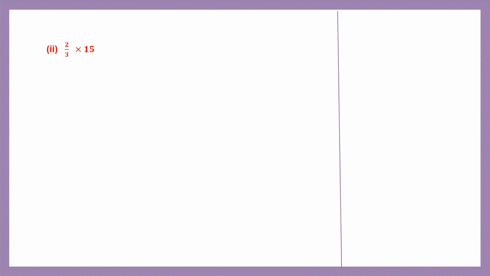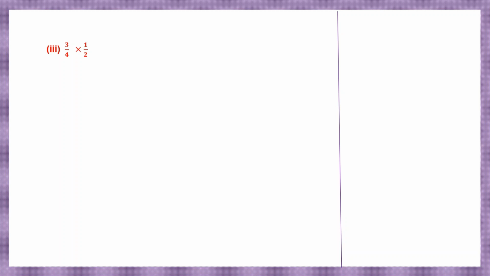Question 2, 2 by 3 into 15 by 1. So let's cancel. We can cancel 3 and 15. 3 1's are 3 and 3 5's are 15. So what do we have in the numerator? In the numerator we have 2 into 5, and in the denominator we have 1 into 1. 2 5's are 10, 1 1's are 1. 10 by 1 is equal to 10. So this is our answer.